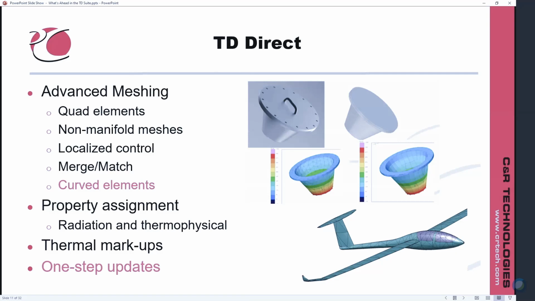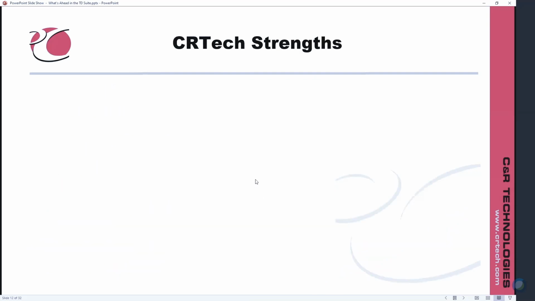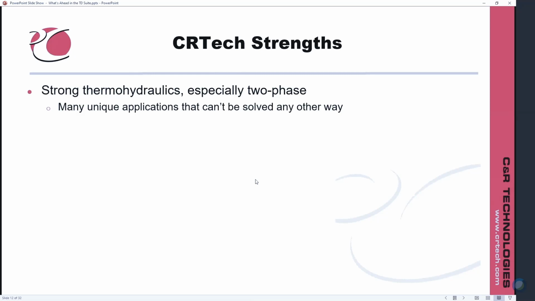Set up property assignments, both radiation and thermophysical, and mark things up for boundary conditions, as I said. And then your updates are one-step updates. If you modify the geometry, you synchronize between Thermal Desktop and TD Direct, and it brings in the new mesh, and it's reconnected exactly as you defined it.